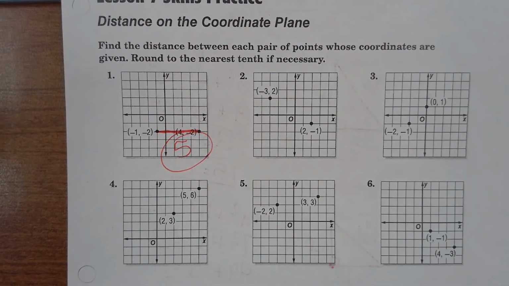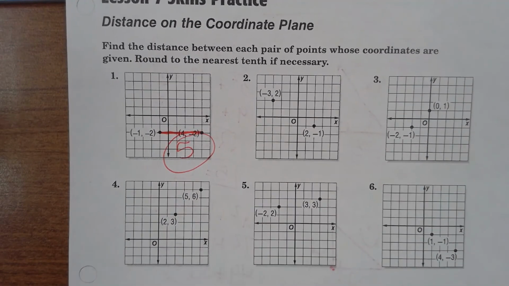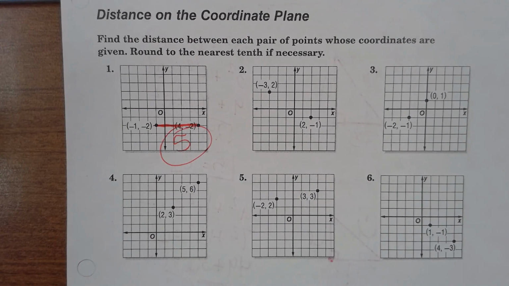Okay? On the diagonals, which are all the rest of these problems, you're going to have to create your right triangle and then use your Pythagorean theorem to solve for the diagonal. Okay? So again, just have that done by Wednesday, and then let me know if you have any questions.